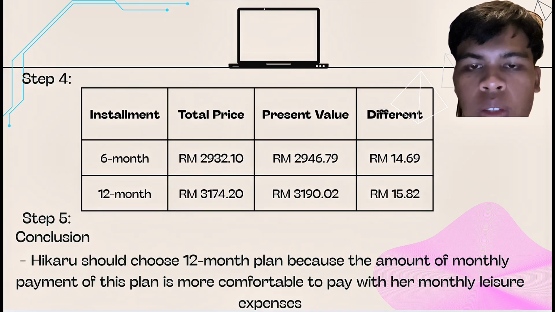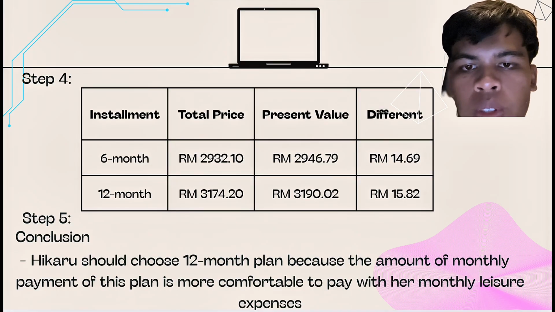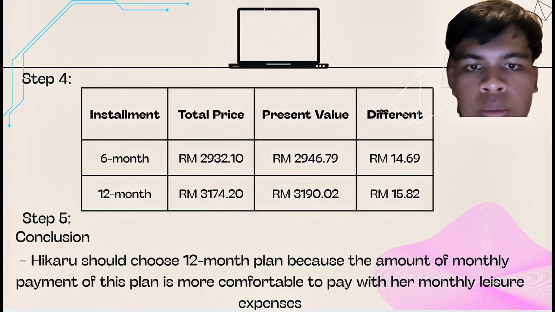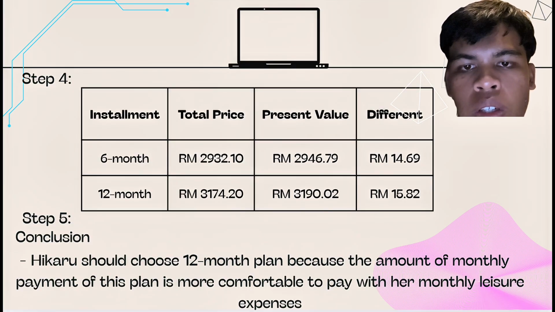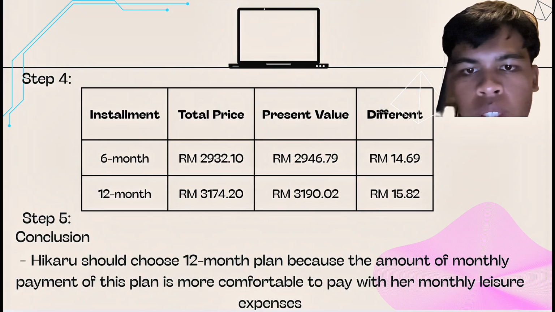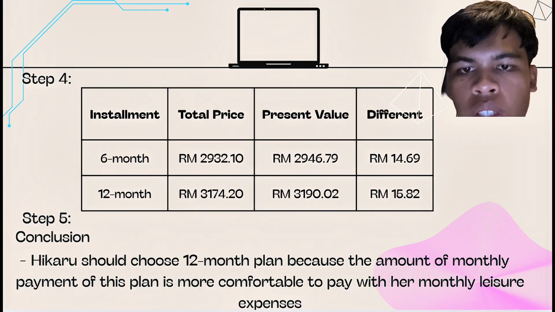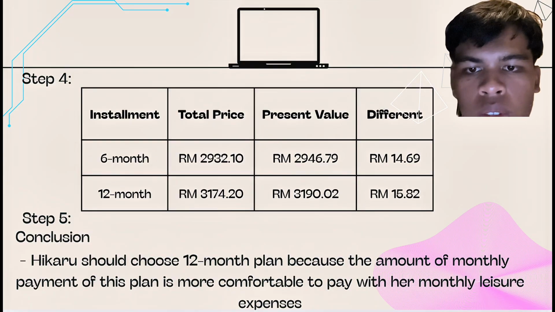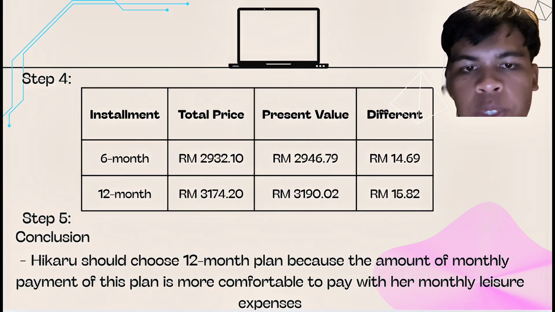Step 4 is we will make a table to see the comparison between total price and present value between the 6-month installment and the 12-month installment. And lastly, step 5 is the conclusion. So Hikaru should choose the 12-month plan because the amount of monthly payment of this plan is more comfortable to pay with her monthly leisure expenses.